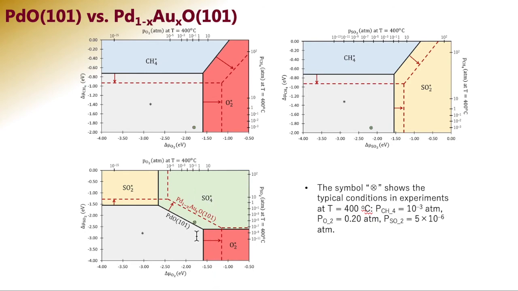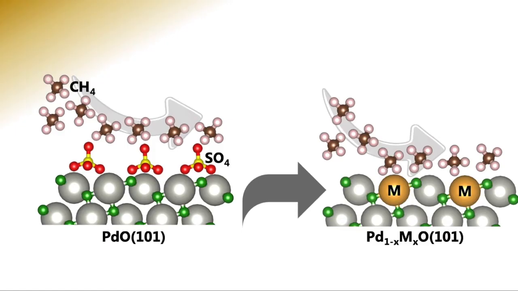Interestingly, because of the shift in the phase transition lines for the case of palladium gold oxide alloy surface with respect to pure palladium oxide, the pristine surface is the most stable surface state for the case of the palladium gold oxide surface at typical experimental conditions. This indicates that the thermodynamic preference of palladium oxide 101 to form a stable SO4 decorated surface at typical experimental conditions is suppressed by introducing gold impurities on the surface.